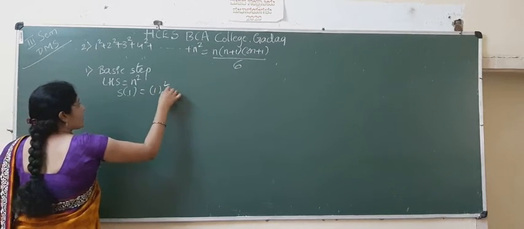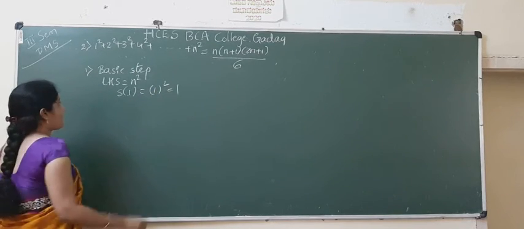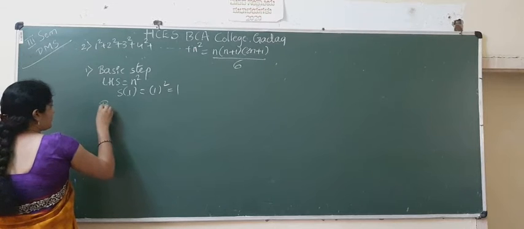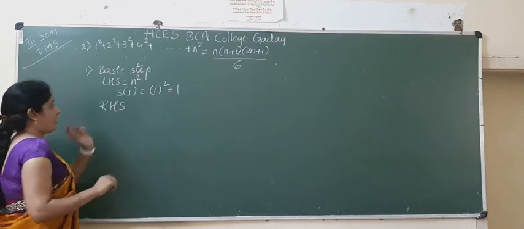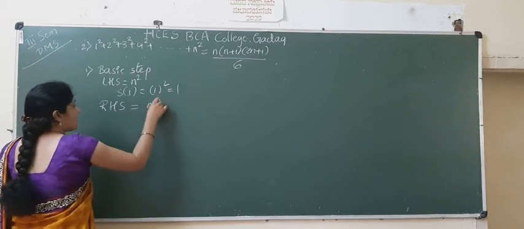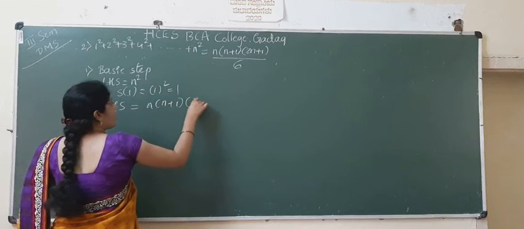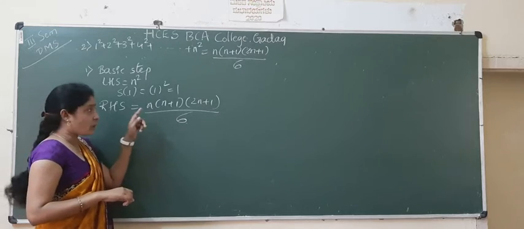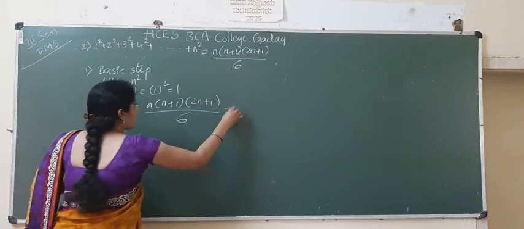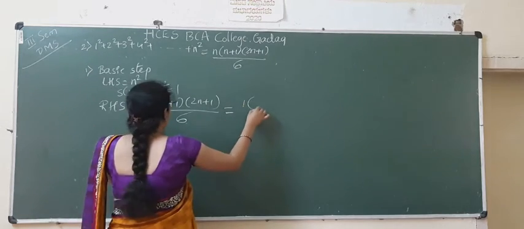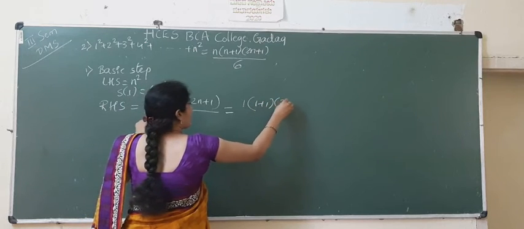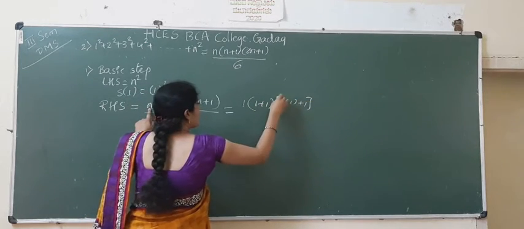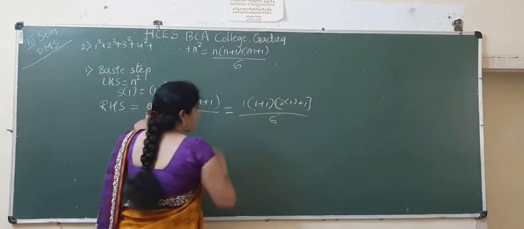This becomes 1 square, and 1 square is 1. Now RHS. So RHS is n into n plus 1 into 2n plus 1 divided by 6. Now you put 1 wherever there is n. So this becomes 1 into 1 plus 1 into 2 into 1 plus 1 divided by 6.